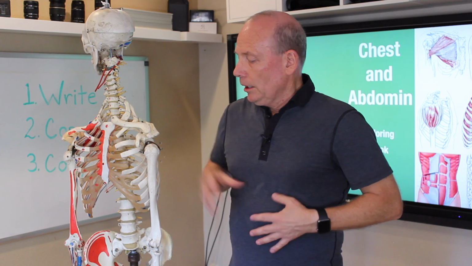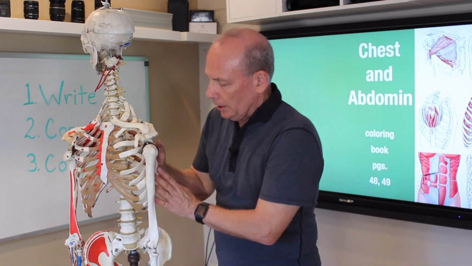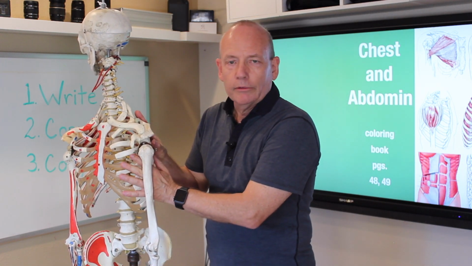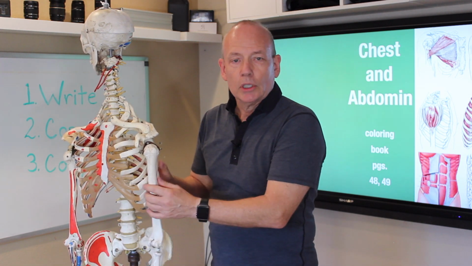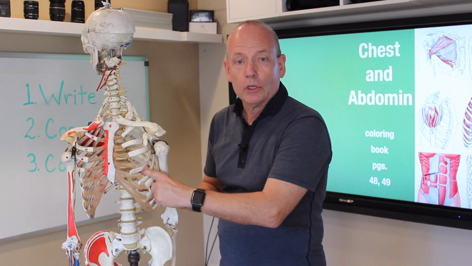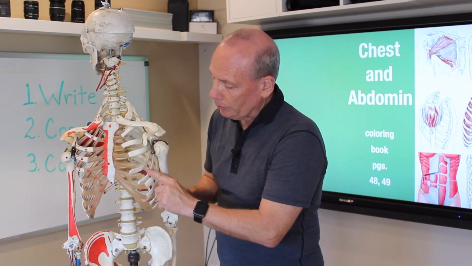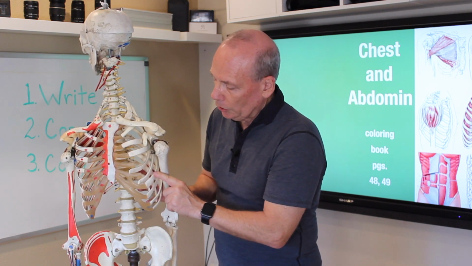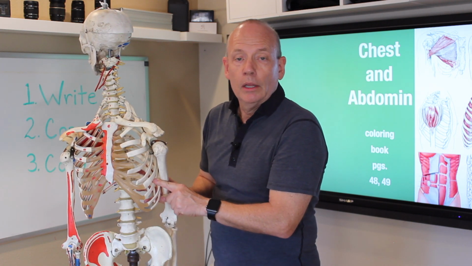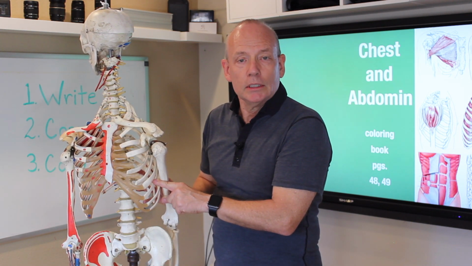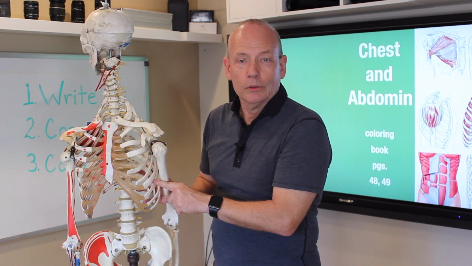Then an extension of the abdominal muscles is the intercostals. The intercostals are in between each rib. They go from rib to rib, each rib. Intercostals. Those are the muscles of the chest and abdomen that you need to know.